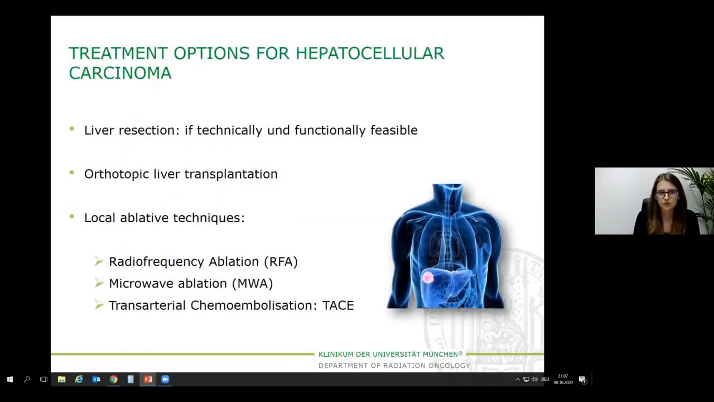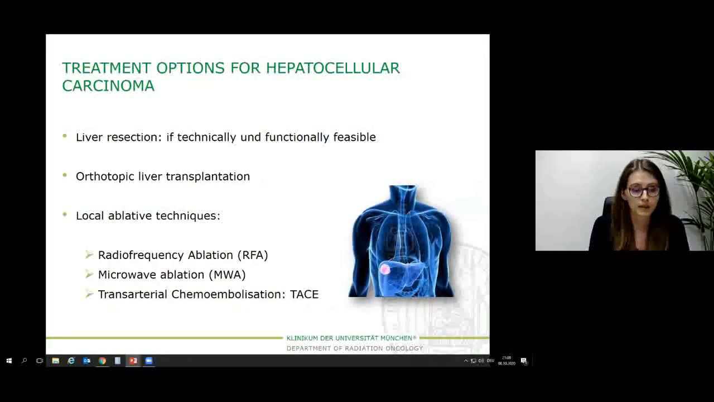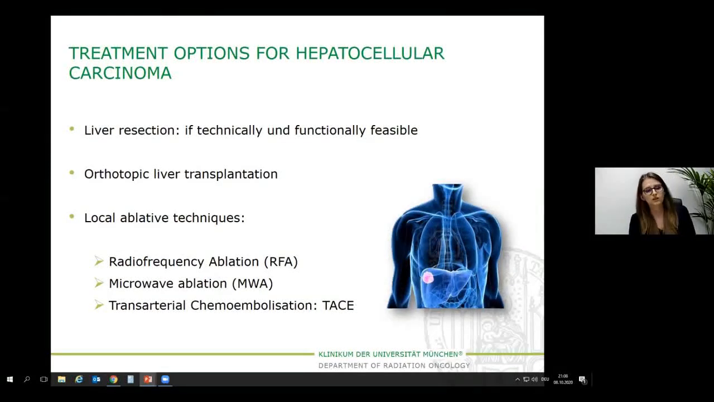So we will start with the hepatocellular carcinoma, and briefly the treatment options are obviously surgery, first of all, either only a resection or also a liver transplant. But if the patient is not a candidate for surgery, then other local ablative techniques come in place. First of all, radiofrequency ablation and microwave ablation, but also transarterial chemoembolization, also called TACE.